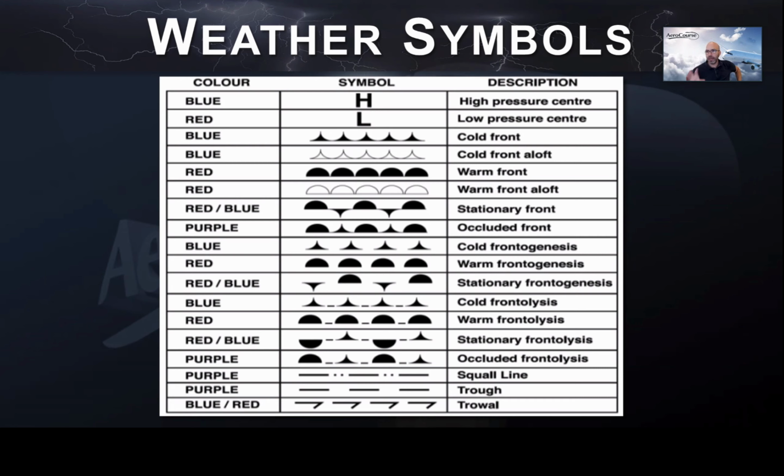Know them in both black and white and color, just in case, because you might get a black and white image instead of the full color GFA. Depends on your exam, and your exam center, actually. Some exam centers just print them in black and white. All this stuff, it's in the AIM. And it's in every MET textbook you can find.